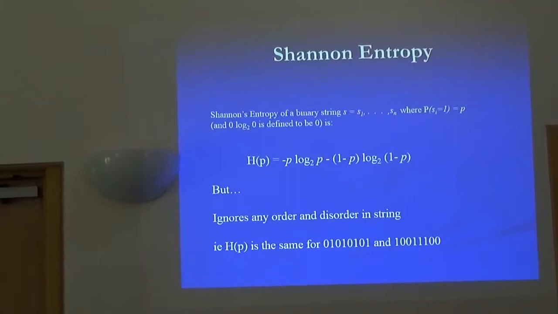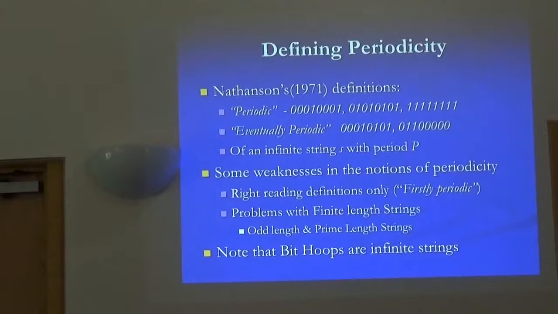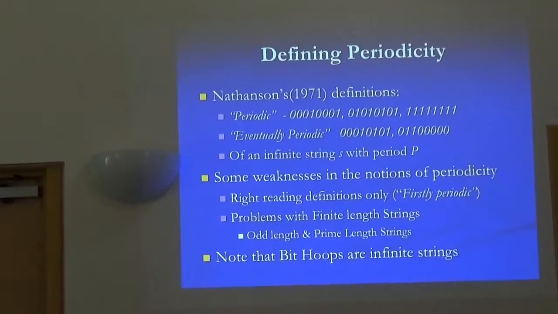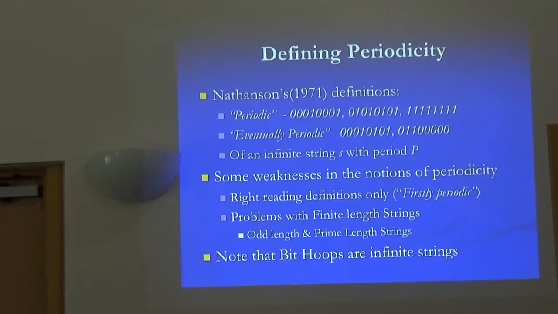And so what BiEntropy does is it seeks to compensate for that. And the way it does that is using the binary derivative. There's a very short, very beautiful paper by Nathanson in 1971. It was his first postdoc paper in a long mathematical career, where he formally defines periodicity. He defines what periodic is.